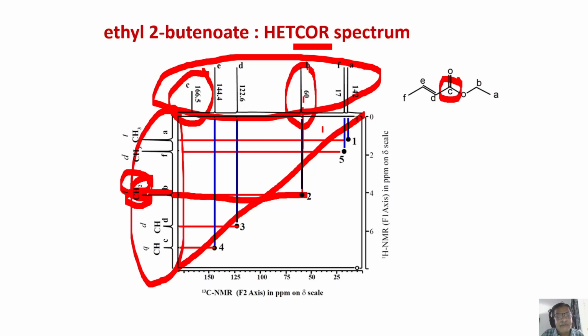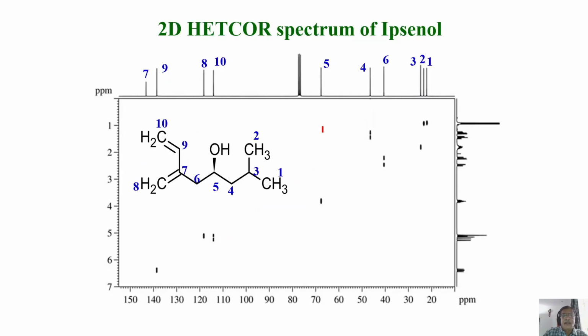First point, there is no symmetry with respect to the diagonal like in a homonuclear experiment, and you will not get peaks for non-protonated carbons. These are the salient points of the HETCOR experiment. So now look at the HETCOR spectrum of a molecule.